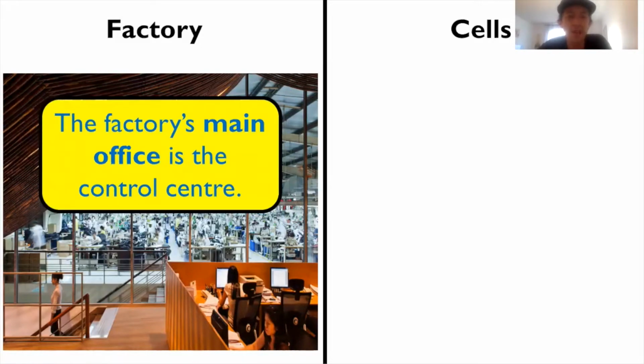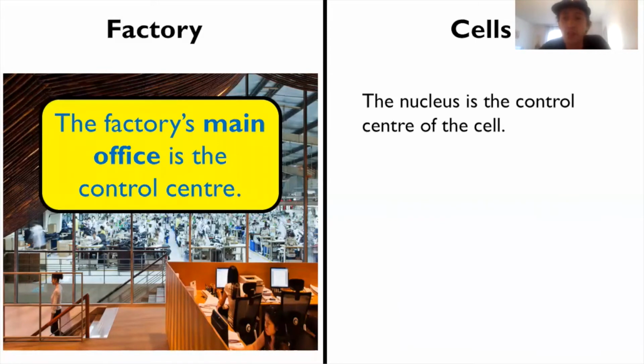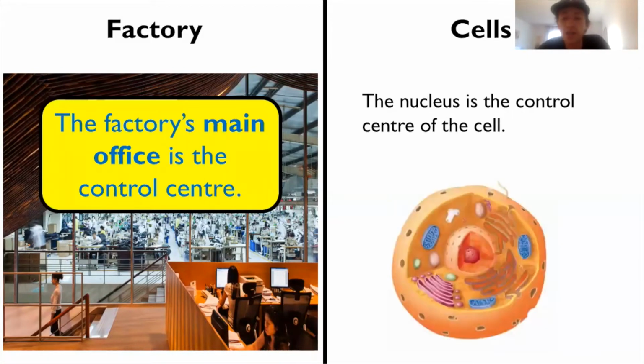So it controls everything. We call it the control center. Well, your cell has its own main office or control center, and it's the nucleus of the cell, this big core right in the middle. They're in both plant and animal cells, and they are what we call the control center.